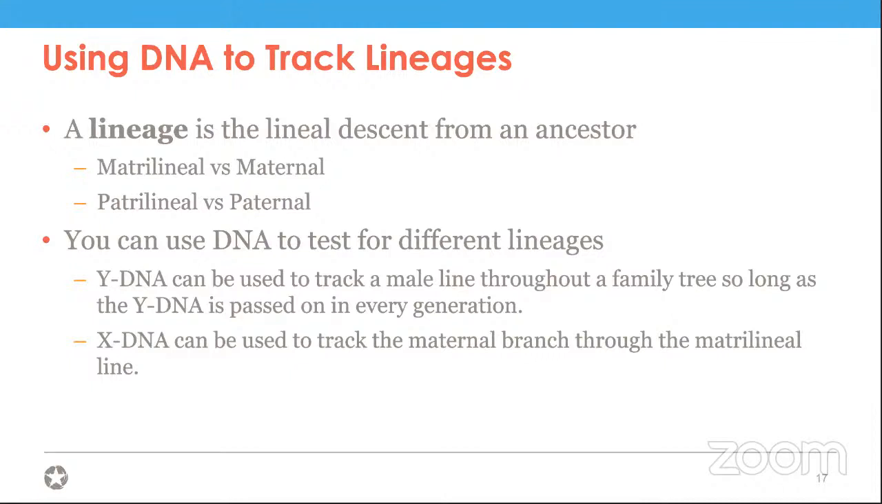And then patrilineal is the lineage from a male ancestor on the father's line. And those are only going to be male descendants or ancestors. Paternal is the lineage related through the father's line, which includes those male and female ancestors that are related to your father. You can use DNA to test for different lineages. Y-DNA can be used to track down a male line throughout a family tree so long as that DNA is uninterrupted and passed on in every generation. And then XDNA can be used to track down the maternal branch through the matrilineal line.